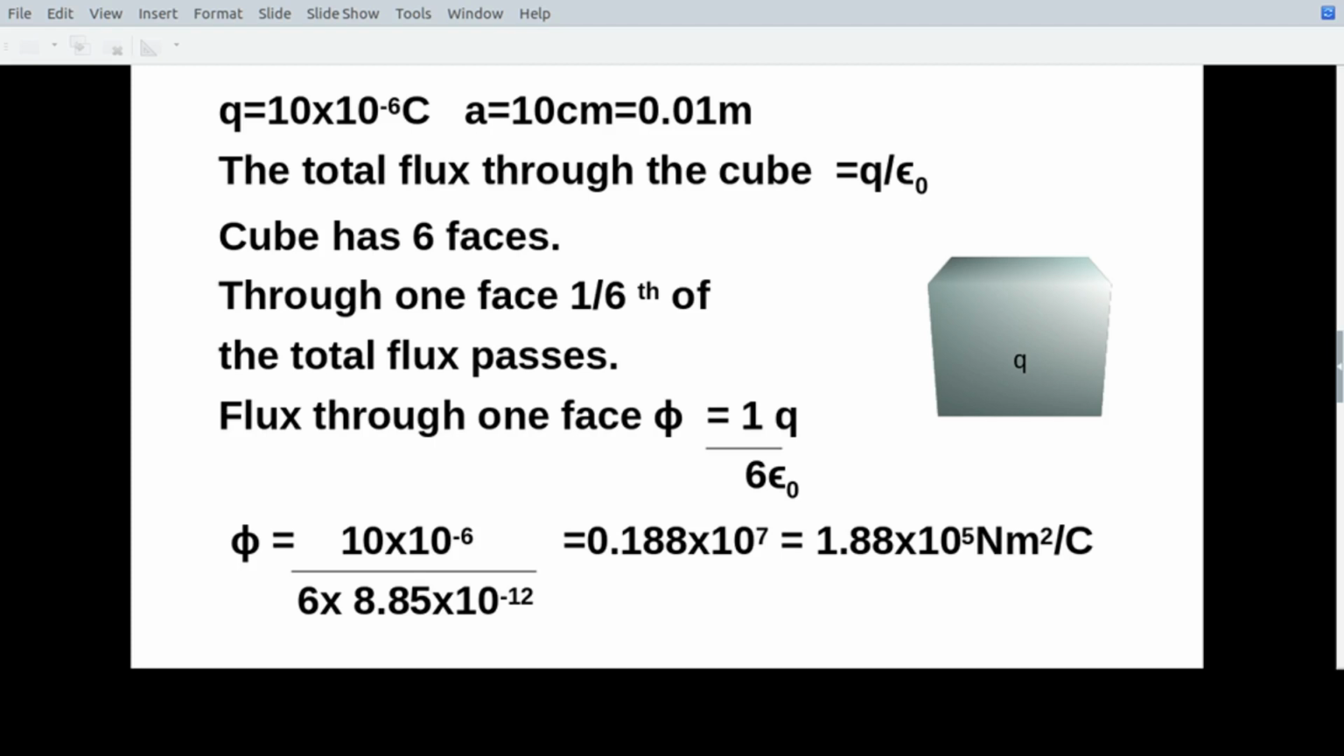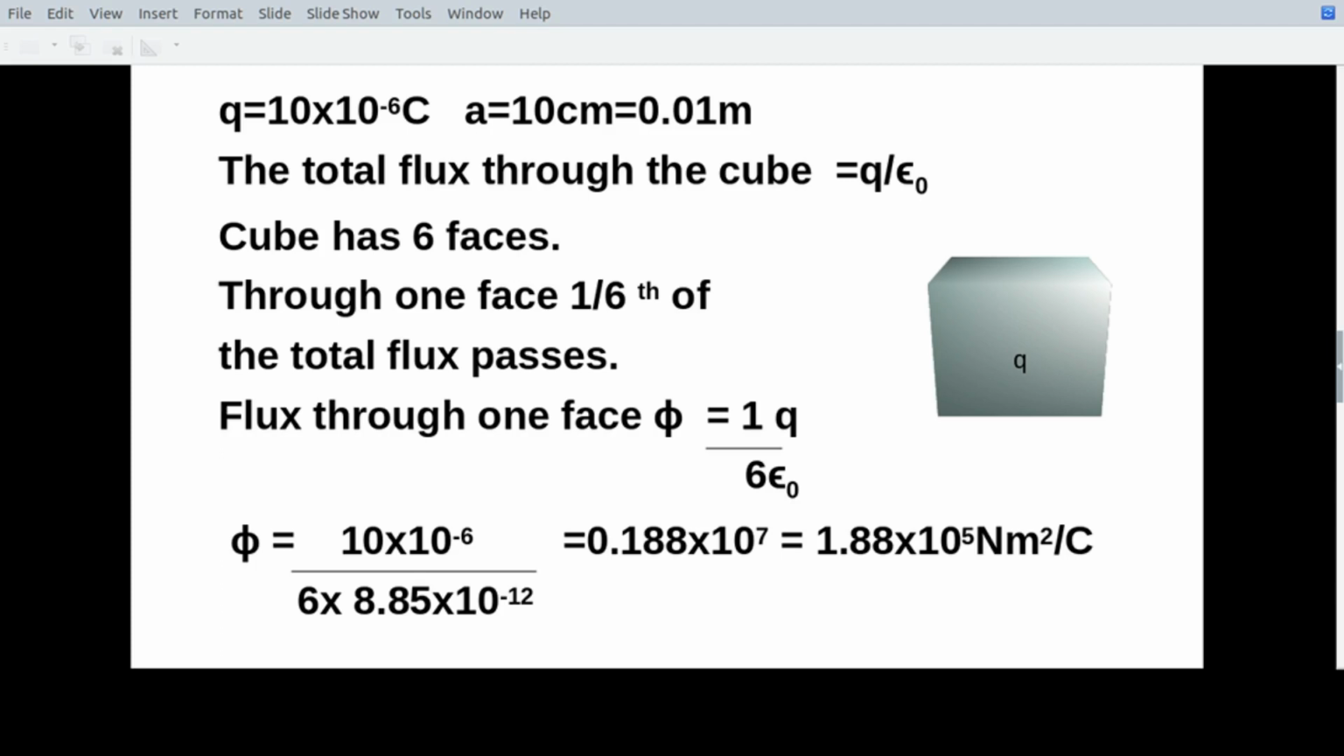the cube has 6 faces. So the total flux passing through all 6 faces of the cube equal to q by epsilon 0. And you are given one face of the cube. Okay, you are given a square and you are asked to imagine that this square is one face of the cube. So how much flux will pass through that square? It's clear. It is 1 by 6th of the total flux.